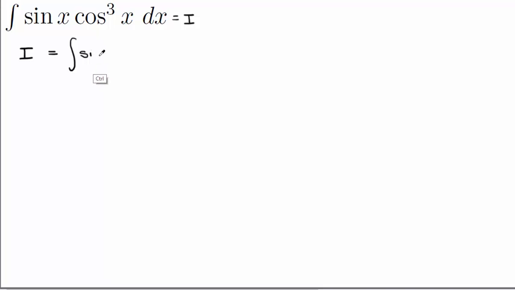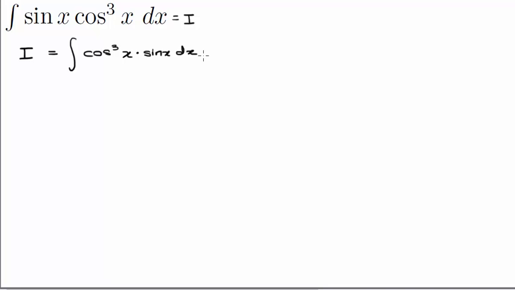Sorry, that's not what I was meant to write. I was meant to write it as the integral of cosine cube of x multiplied by sine of x. And this is all integrated with respect to x. Now, why do I do that?